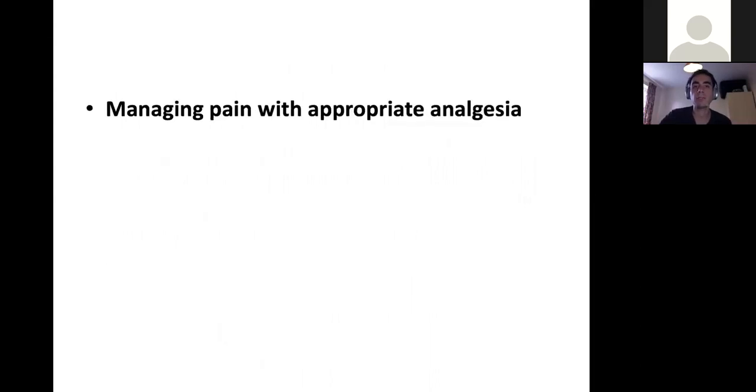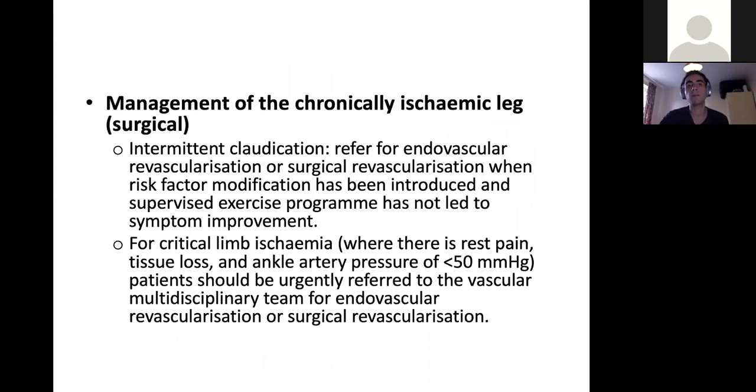The other part is management of the pain with analgesia. And number 3 is the more definitive management, which might involve surgery. With intermittent claudication, you try and avoid surgery, so surgery is the last choice. You try risk factor management and lifestyle choices, and then you would go down the route of thinking about surgery. For critical limb ischemia, when the index is less than 0.5, then you might be thinking about endovascular revascularization.